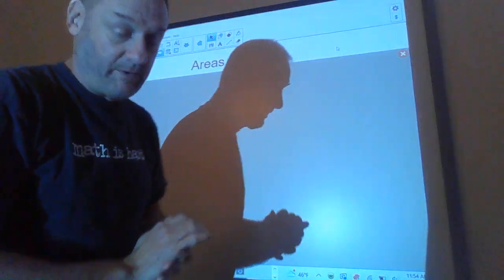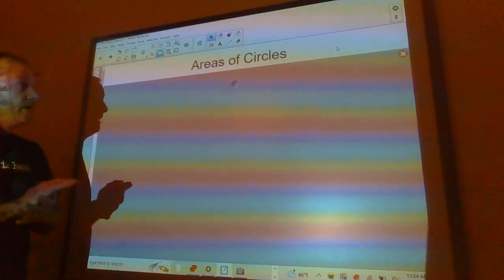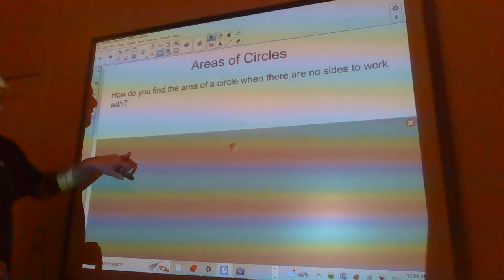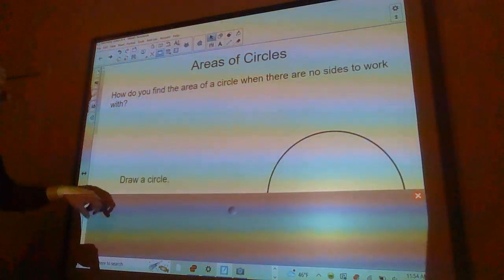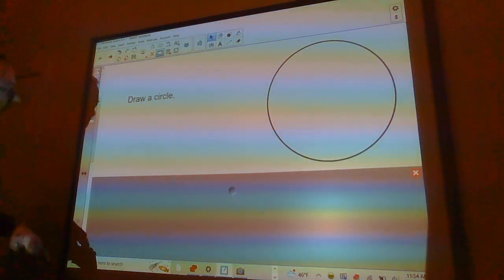Good morning, everybody. Today we're going to talk about areas of circles and how they develop the circle area formula. So, how do you find the area of a circle when there are no sides to work with? Well, the first thing you do is you draw a circle. Okay.